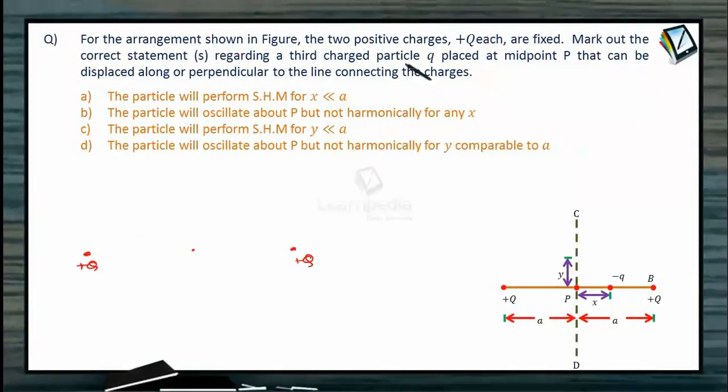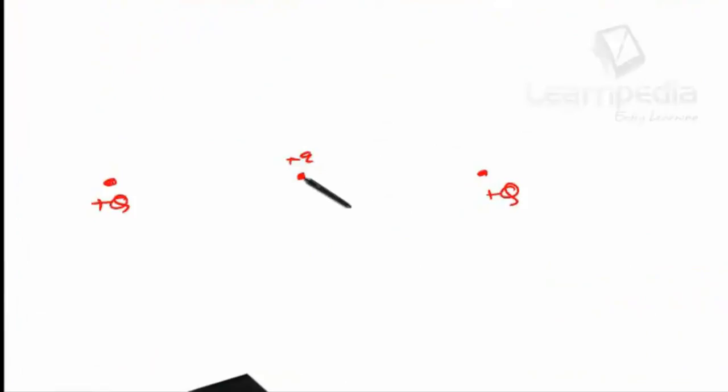Since these two charges are positive and the third particle q is placed at the midpoint P, displaced along or perpendicular to the line connecting the charges, the particle will perform SHM for x much smaller than a. For the x-axis, the third charge particle q is placed at the midpoint. Since the third charge is also positive, if we displace it this way, then the force of repulsion due to this charge will be increased and the force of repulsion due to this charge will be decreased because of the greater distance. So net force will be acting in this direction.